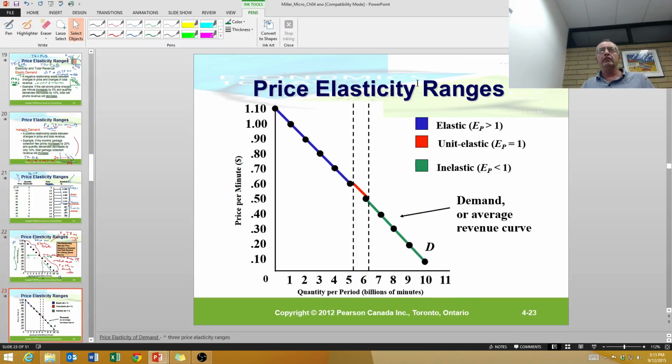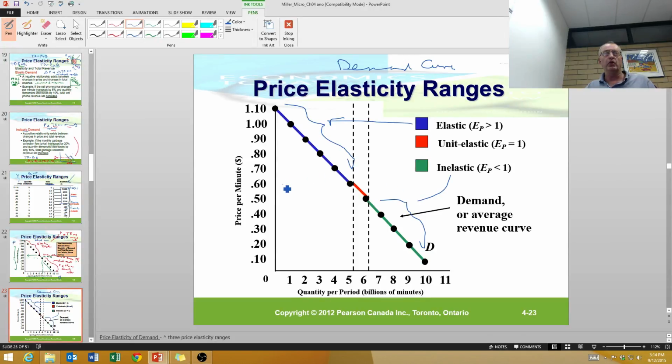Okay, so they've color-coded the sections of the curve for us. Here we have the elastic section of the demand curve. And remember, this is a demand curve. We just have to be careful because we're going to look at a revenue curve in a minute, and we need to keep these things straight. So this is the elastic section, and this is the inelastic section of the demand curve.